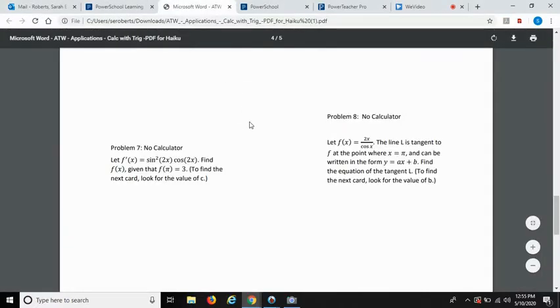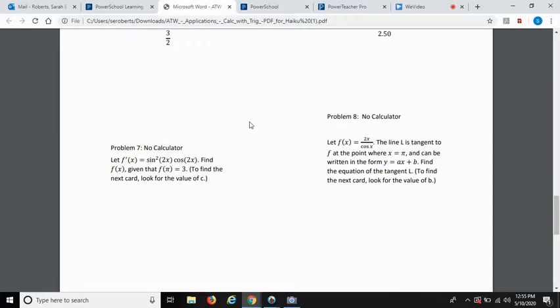So number 7, let f prime of x equal sine squared of 2x cosine 2x. Find f of x given that f of pi is equal to 3. To find the next card, look for the value of c. So we're looking for c.